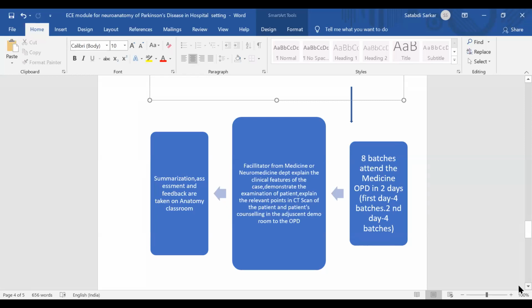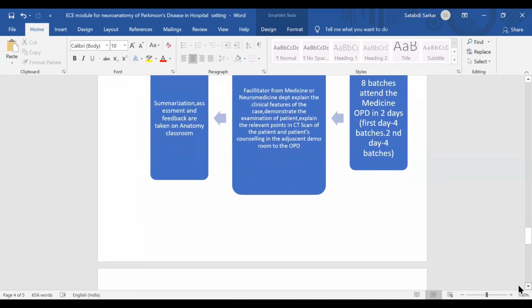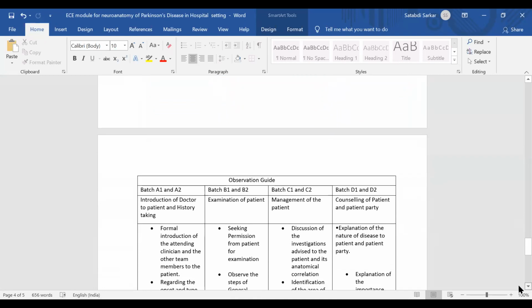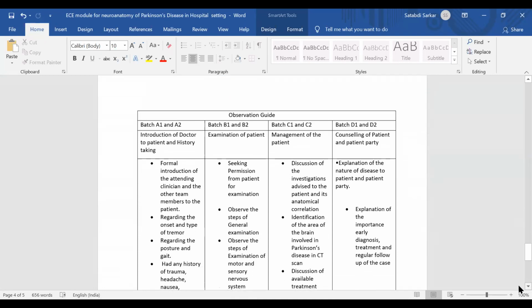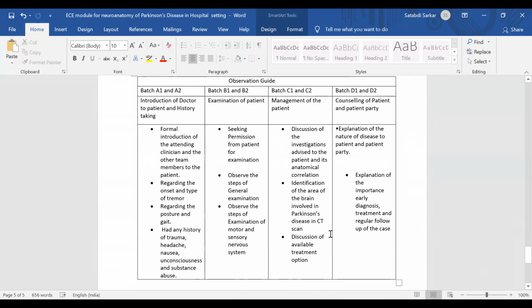Summarization, assessment, and feedback are taken in the anatomy classroom. For each batch, the anatomy department can give some observation guide for batch A1 and A2. That means batch A1 comes on Monday, batch A2 comes on Tuesday. They are given the topic mainly observation guide on instruction of doctor to the patient and history taking.